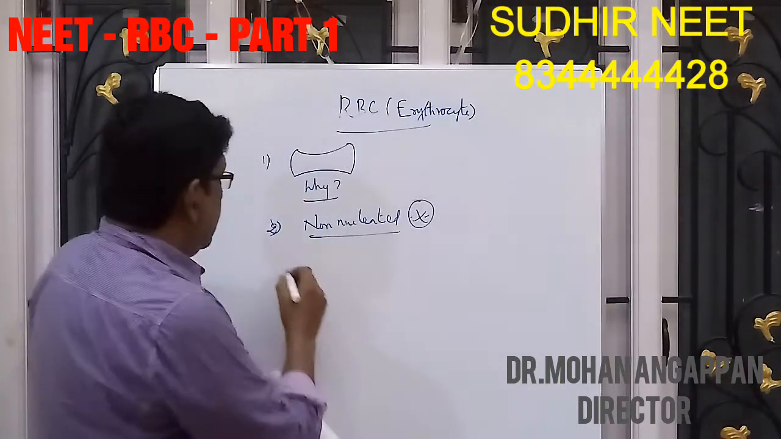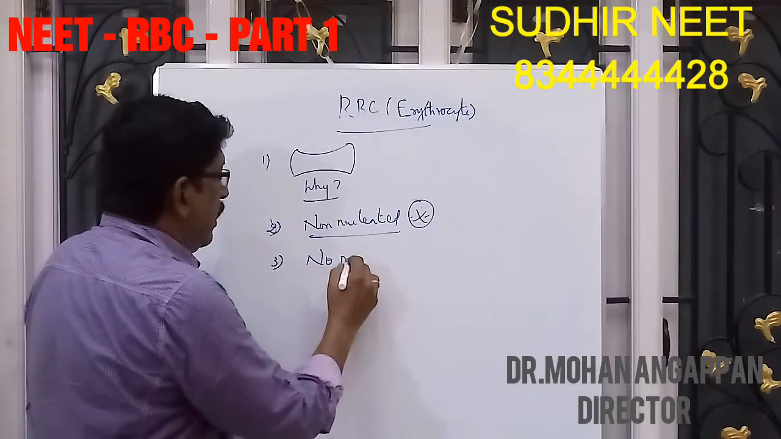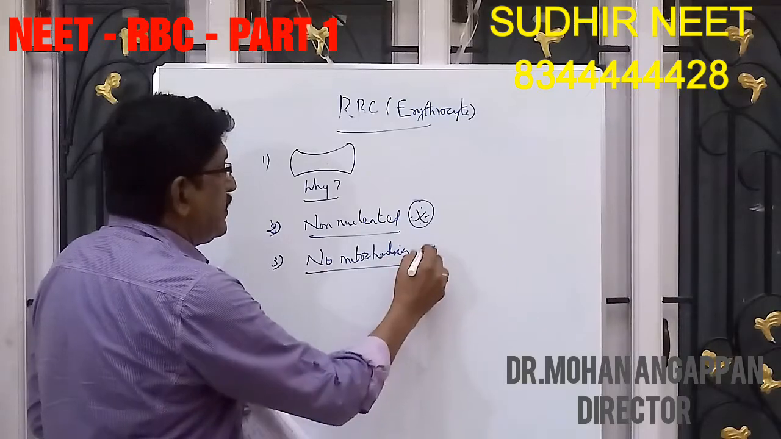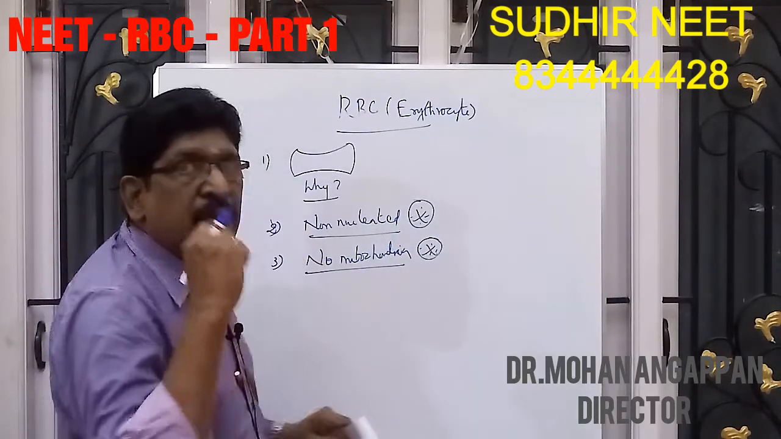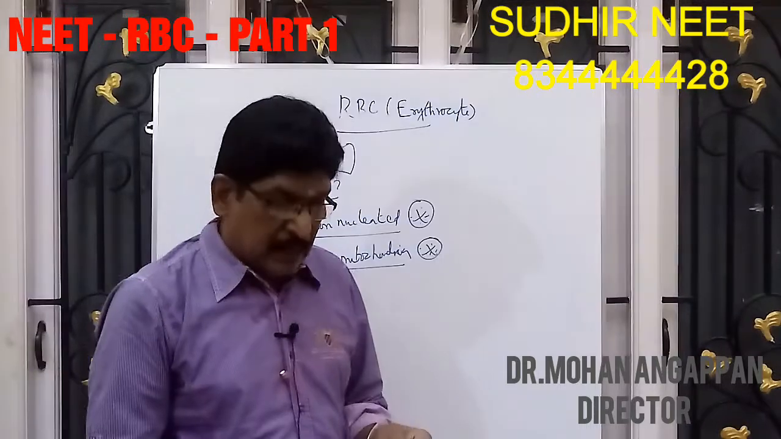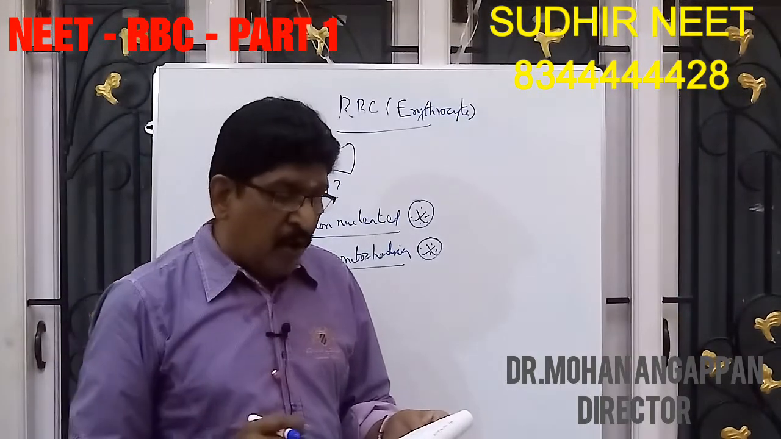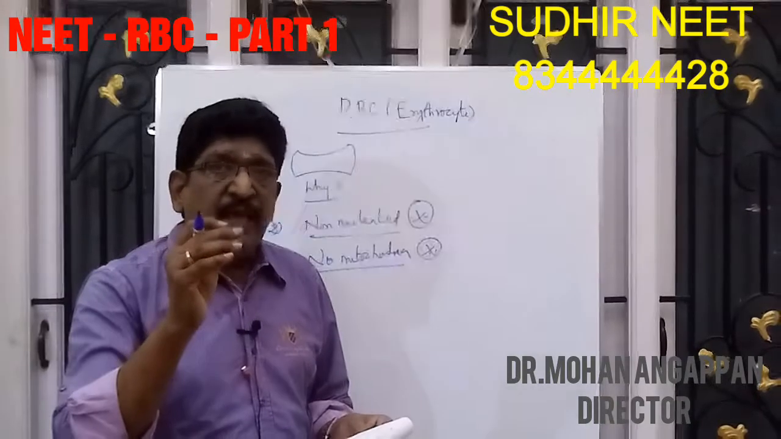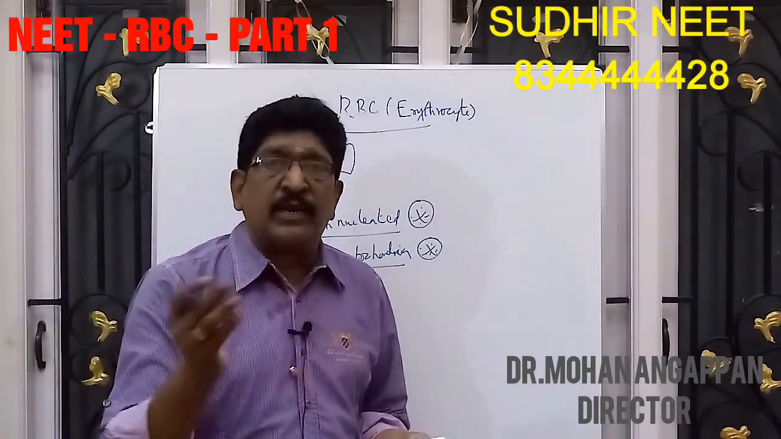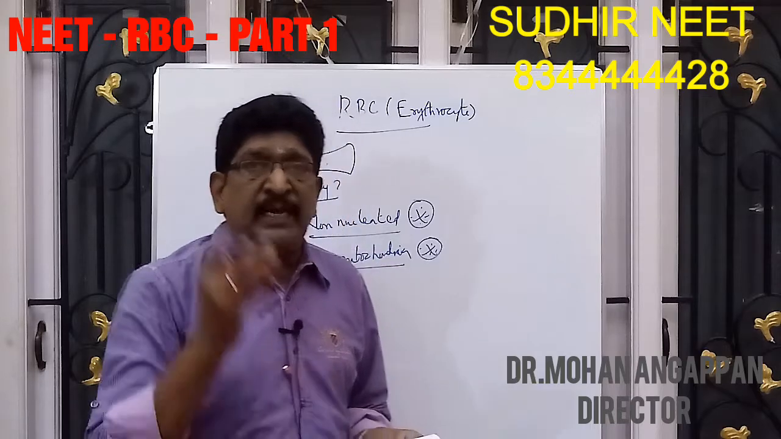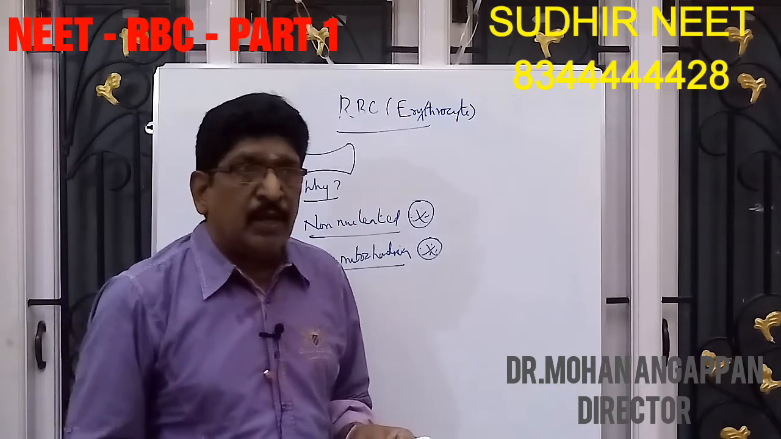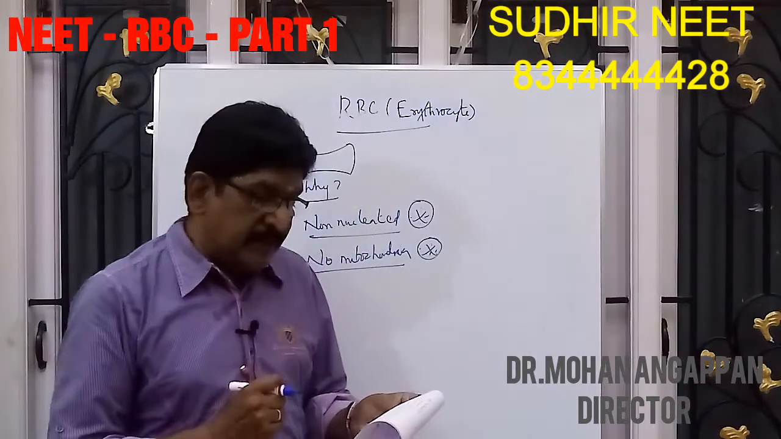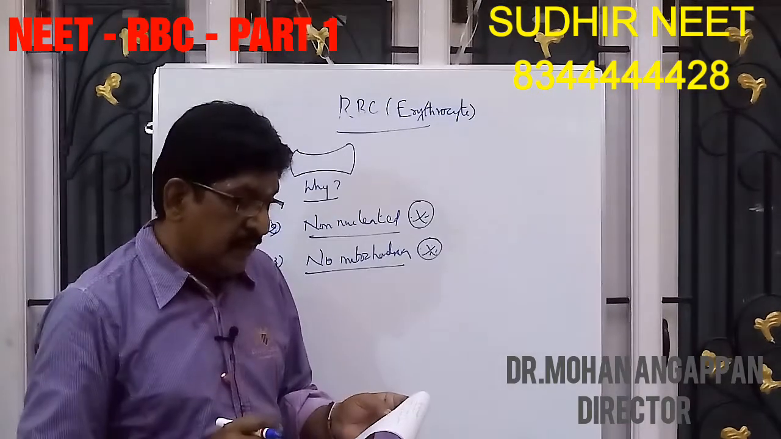Then, another point, there is no mitochondria. In RBC, mitochondria is absent. Why should mitochondria be absent in RBC? To prevent the use of the oxygen they carry. Mitochondria is used for oxidation. So if mitochondria is present, oxygen will be used. So why no mitochondria in the RBC? To prevent the use of the oxygen they carry.